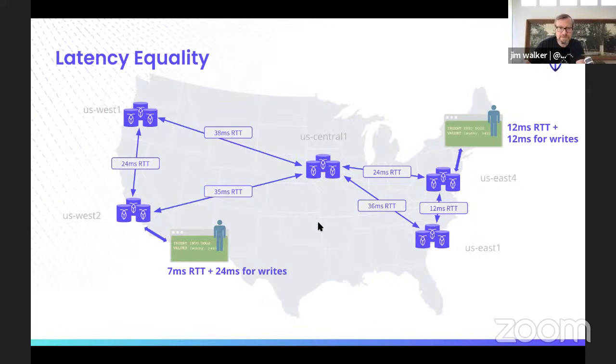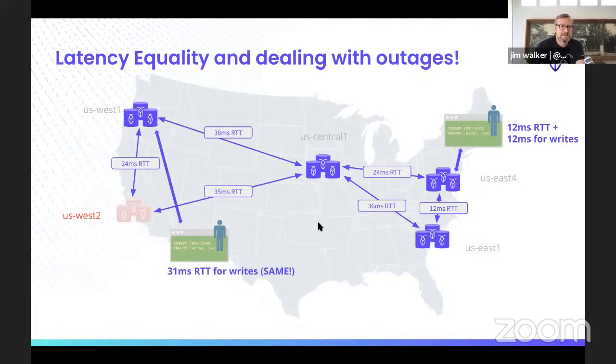What happens when, say, US West goes down and there's an outage? Actually, this person now has the same exact latency as they did before because they aren't even going to US West. They're going straight to US West 1, right? And now we have this 31 millisecond write time return trip. It's actually the same.